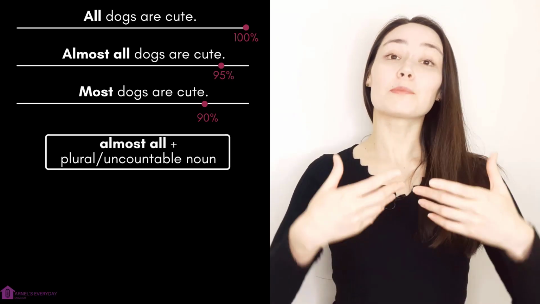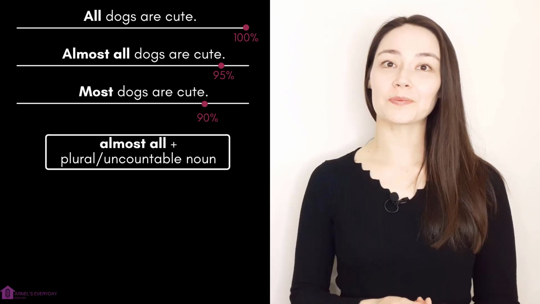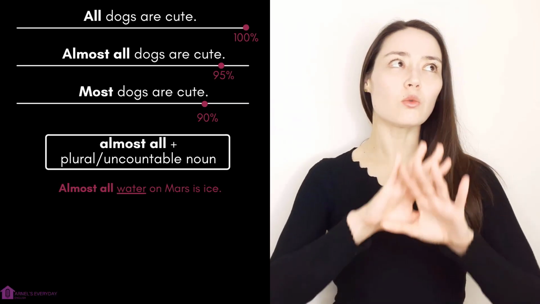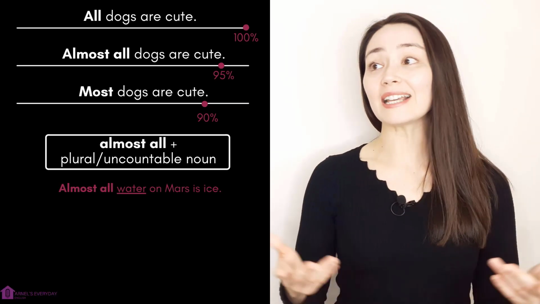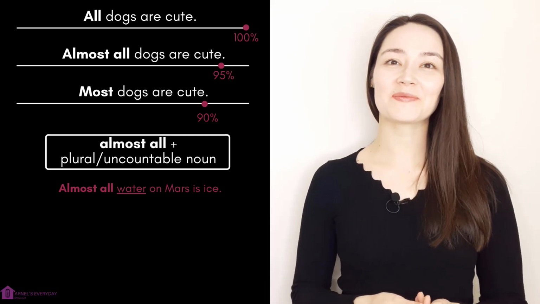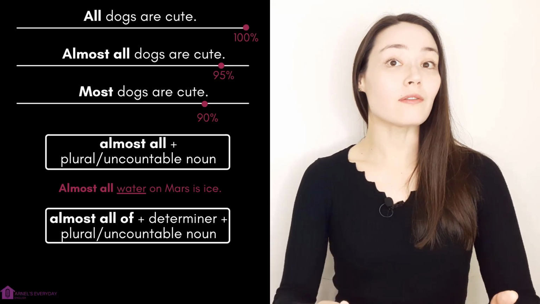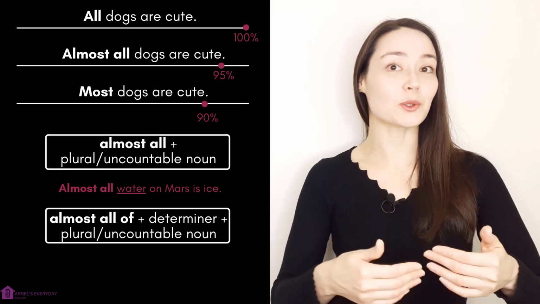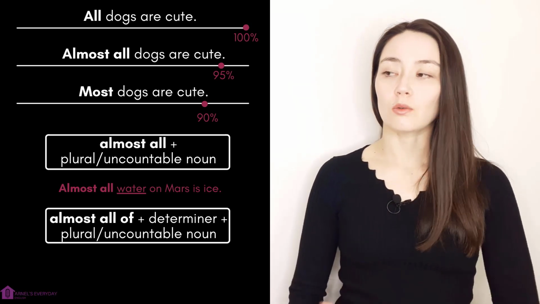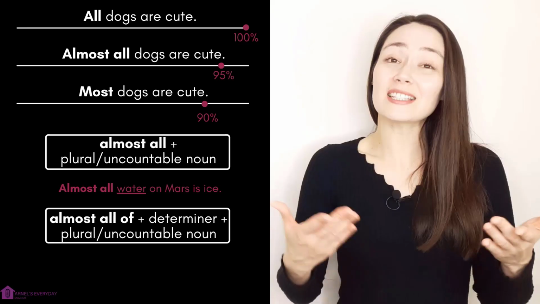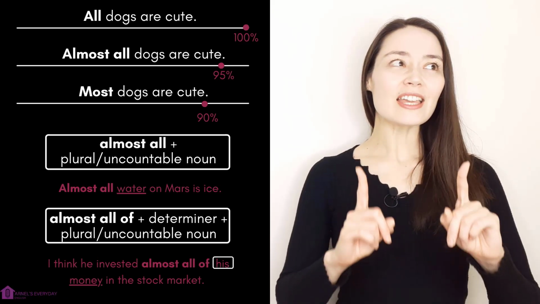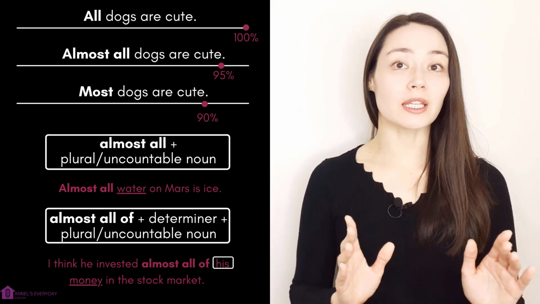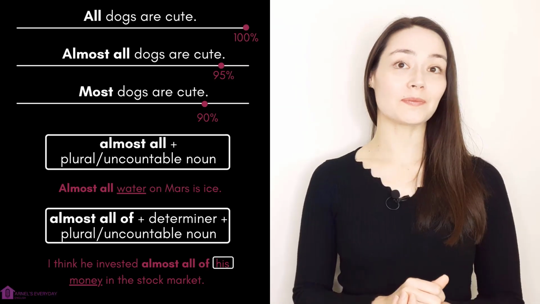Almost all plus plural or uncountable noun. Almost all water on Mars is ice, I think. Almost all of plus determiner plus plural or uncountable noun. Why is the structure longer? Because it gives us more information. I think he invested almost all of his money in the stock market.